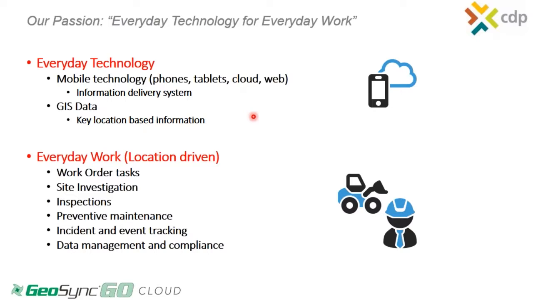So this goes along with our theme of everyday technology for everyday work. A few years ago, GPS and GIS mapping on a regular basis was not necessarily everyday technology. Today, GPS is readily available, and GIS data and mapping are becoming more and more available for everyday use. Our attempt is to apply those to the everyday workflow.